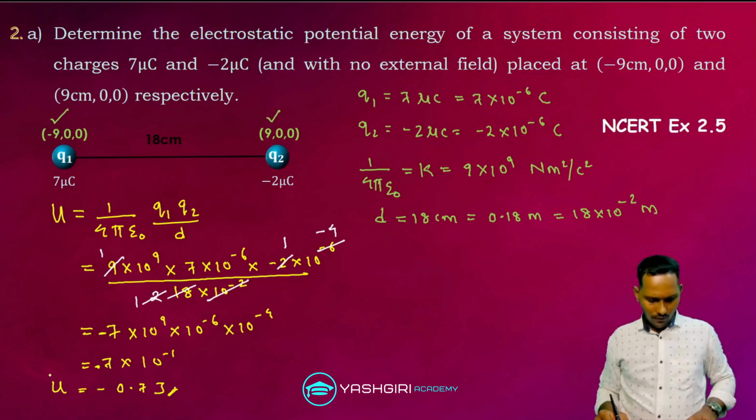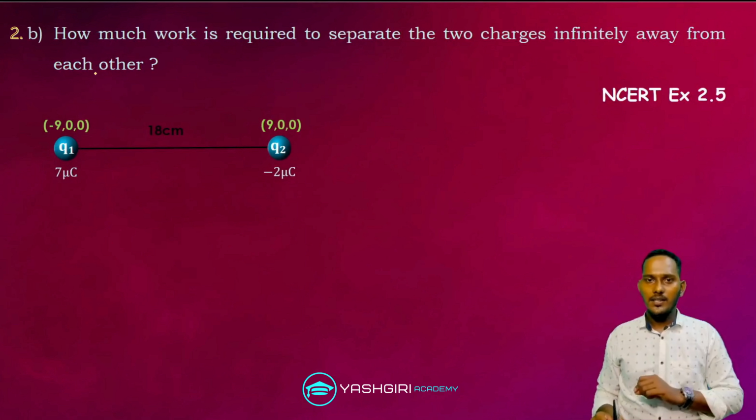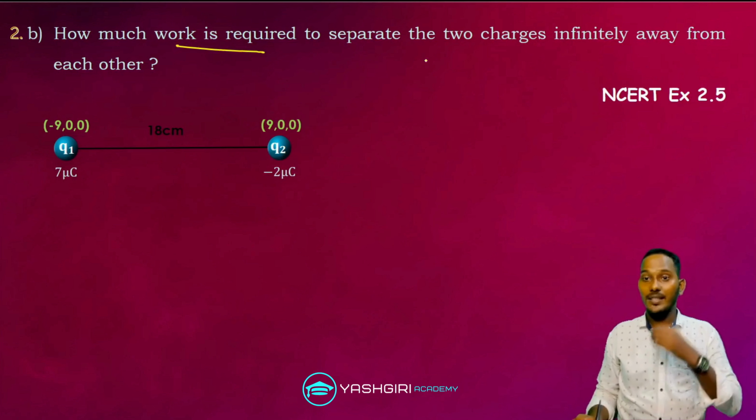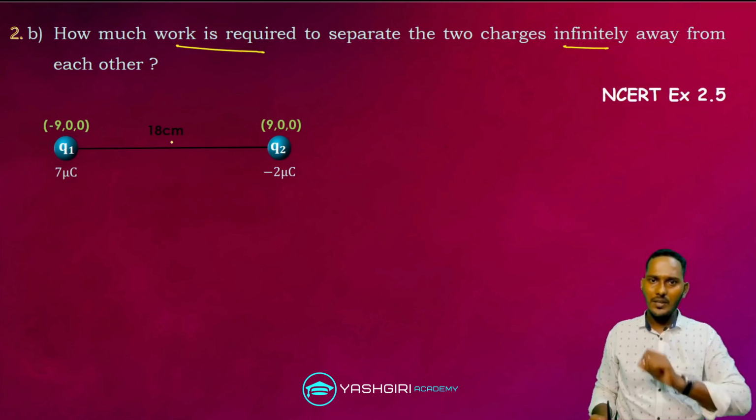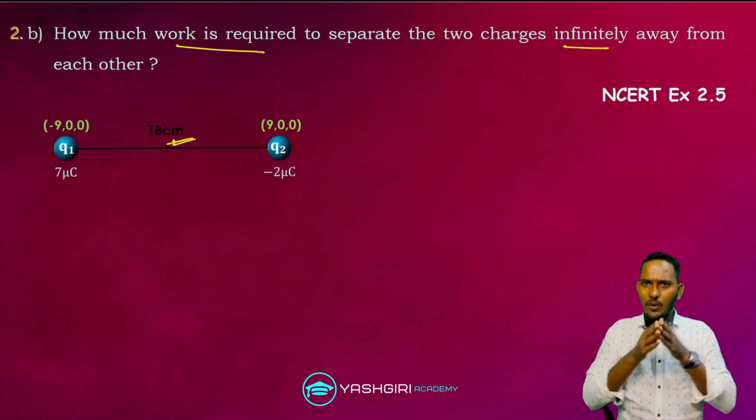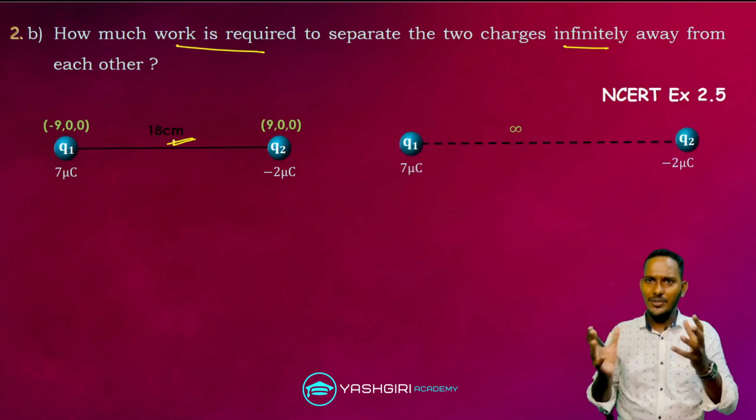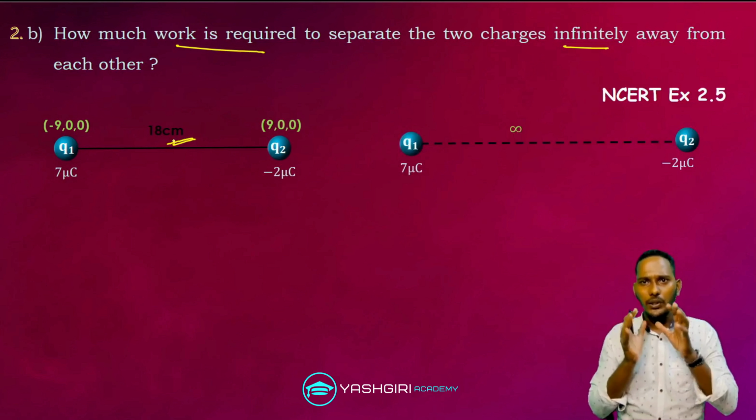Well, now students, let us go for the second part. The second part says how much work is required to separate the 2 charges infinitely away from each other. Right now, the distance of separation is 18 centimeter. If you want to separate them to infinite distance, how much is the work required?